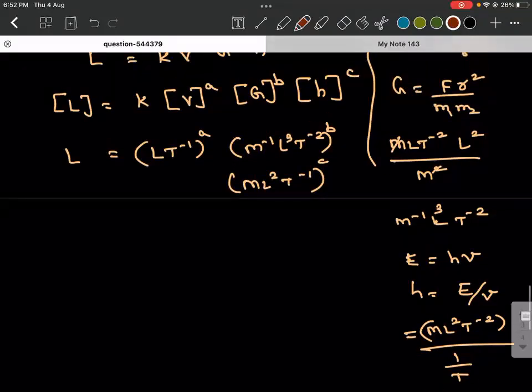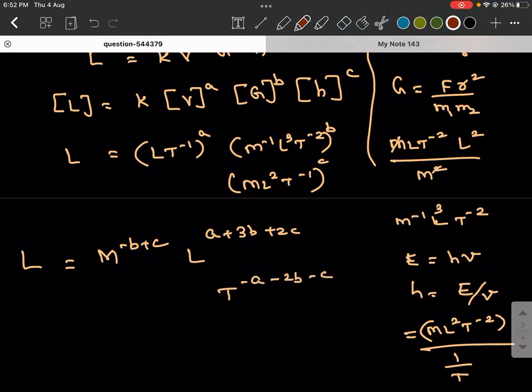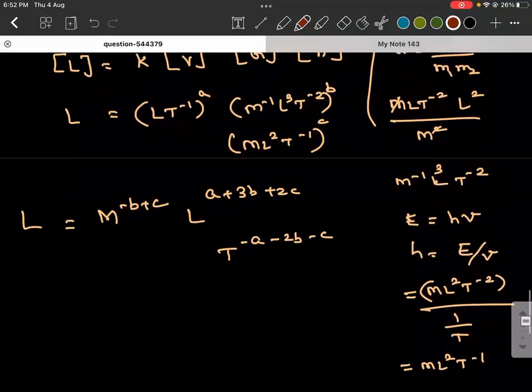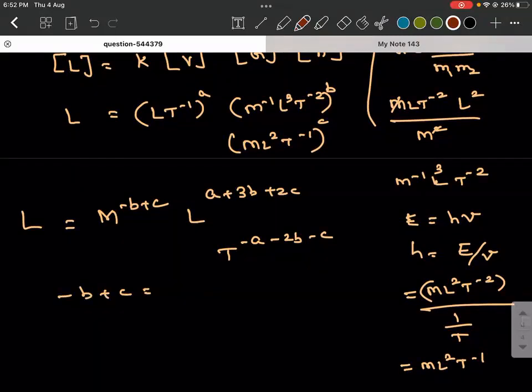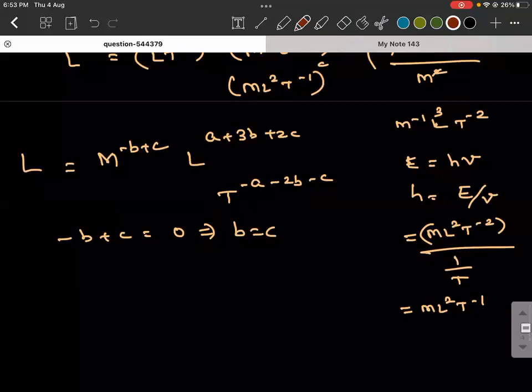So collect all the terms. So it will be M power minus b plus c, L power a plus 3b plus 2c, and T power minus a minus 2b minus c. Okay. So minus b plus c is the power of M on the right hand side. What is the power of M on the left hand side? M is not there. So M power 0. So b is equal to c.